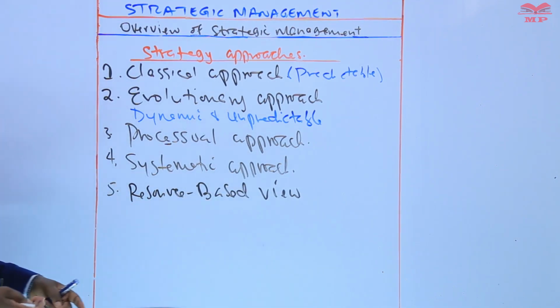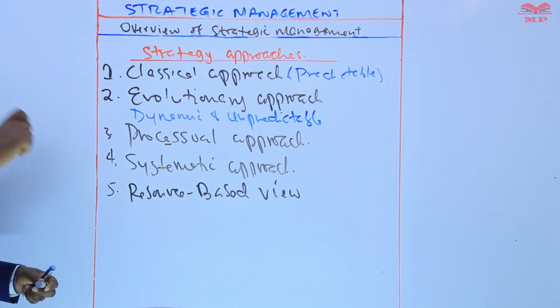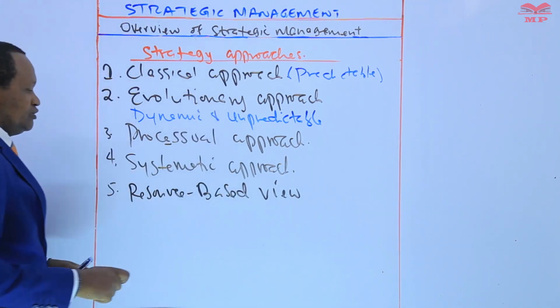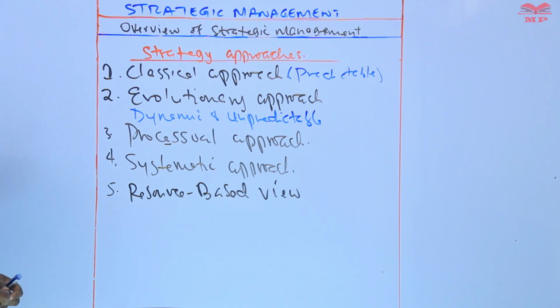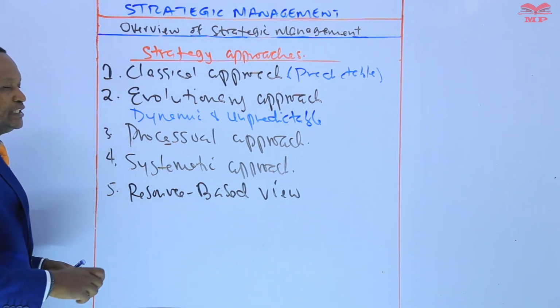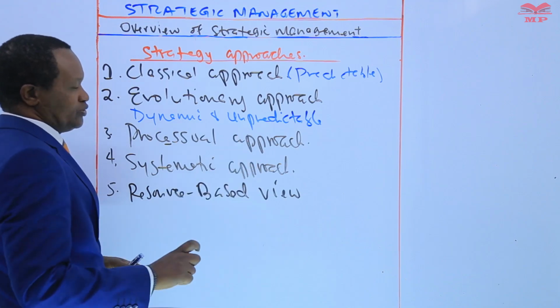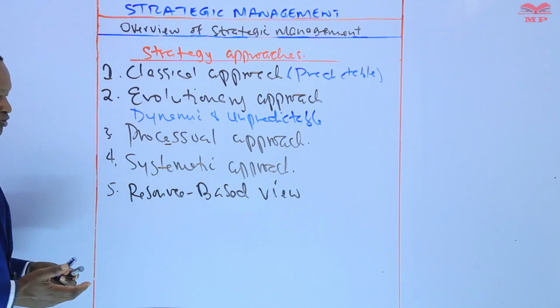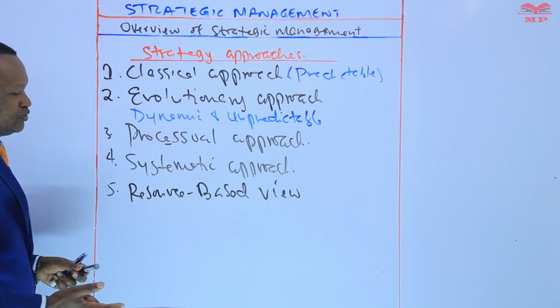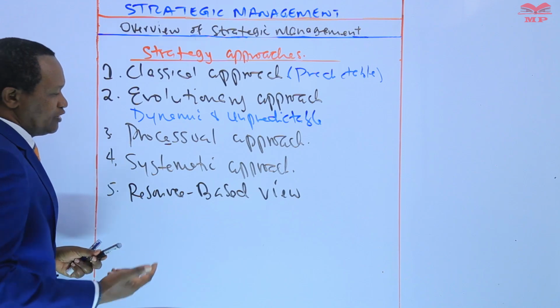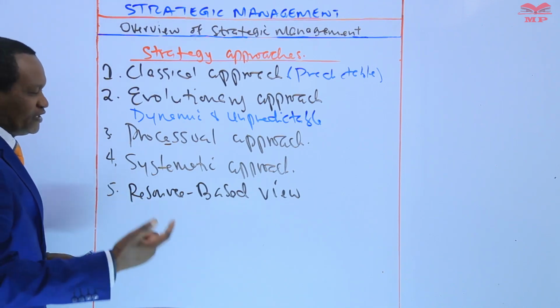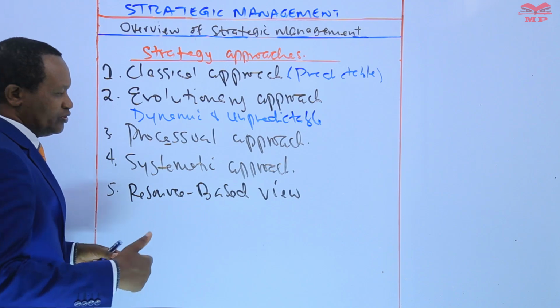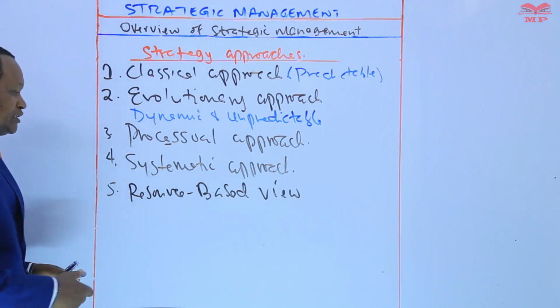Resource-based view emphasizes the organization's internal resources and capabilities as the primary drivers of competitive advantage. Because you recall that the purpose of strategy is to distinguish the organization from other organizations, giving it a competitive advantage. And according to this view, the key driver of competitive advantage are the internal resources and capabilities of an organization. That's the point.